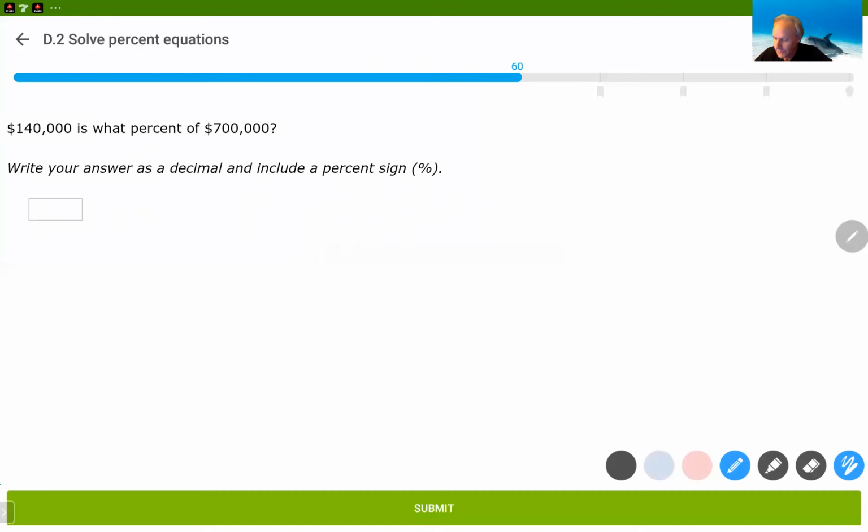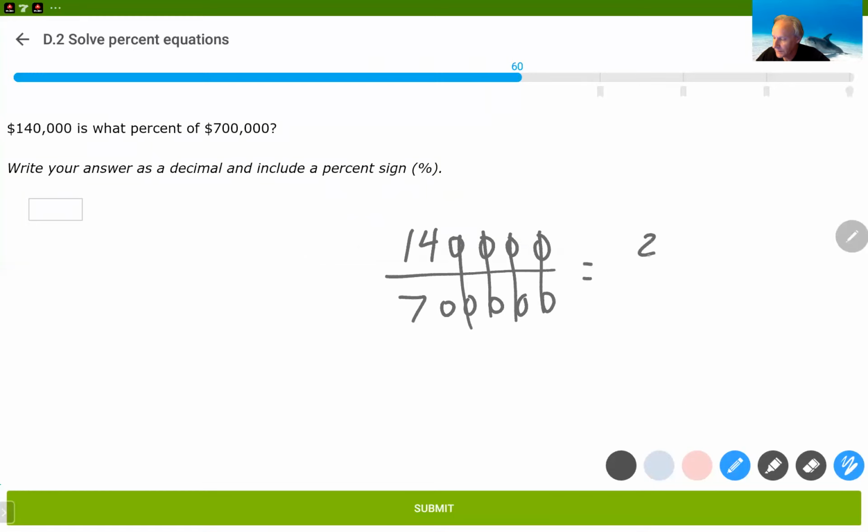Oh, 140,000 over 700,000. So here's what I'm going to do. I'm going to write it as a fraction. 140,000 over 700,000. And I'm dividing by 10, dividing by 10, dividing by 10, dividing by 10. And now I'm going to divide by 7. So I get 2 over 10, which is 20%. It says to write it as a decimal and include the percent sign. So it's 20%.